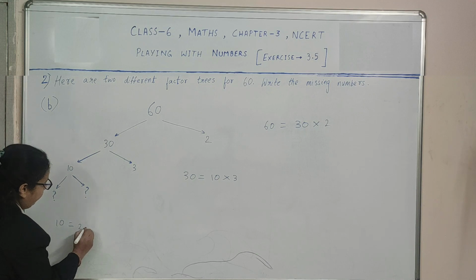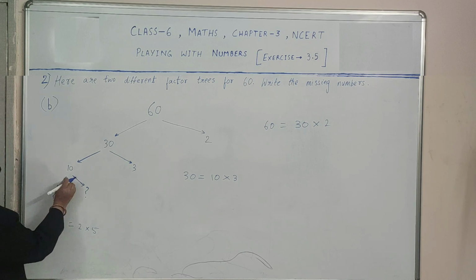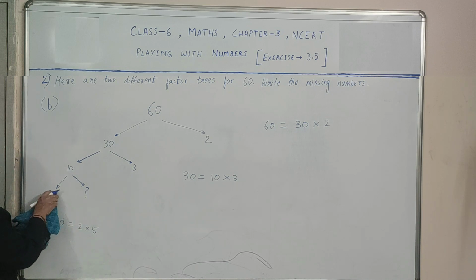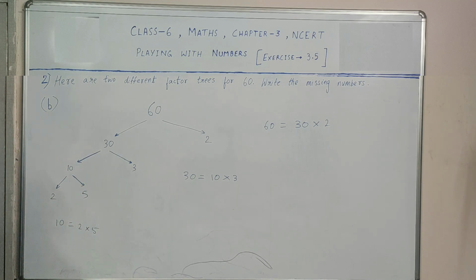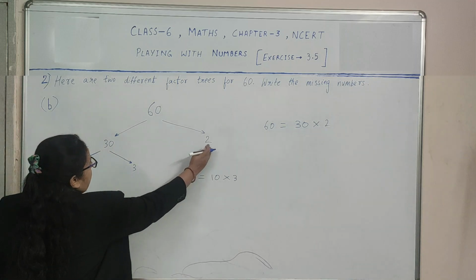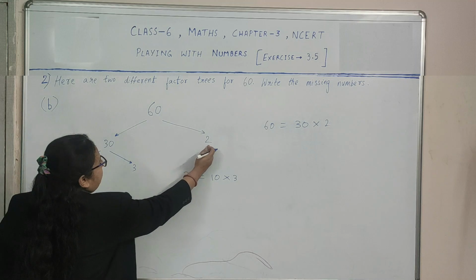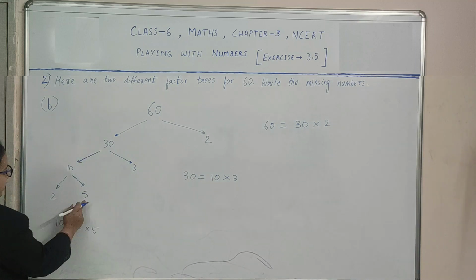That is 2 5s are 10. Right, these two are the prime numbers and the product of these two prime numbers gives 10. So here the missing places will have 2 and 5. Okay, so I will write 2 here and here it is 5. So what is the ultimate result we got? What are the branches giving us? The numbers 2, 3 and then 2 and 5.